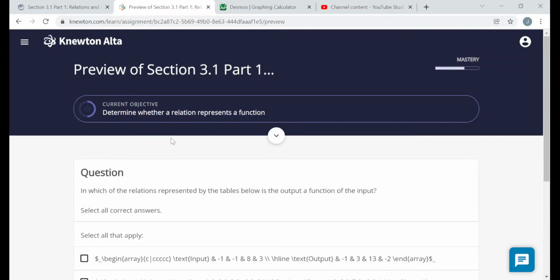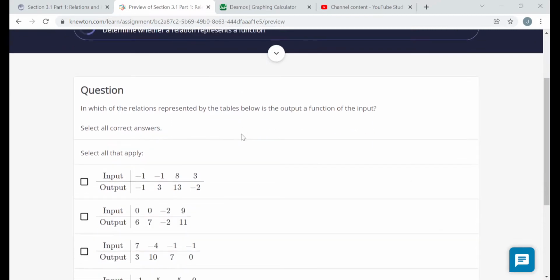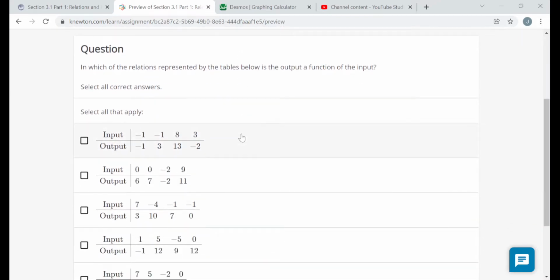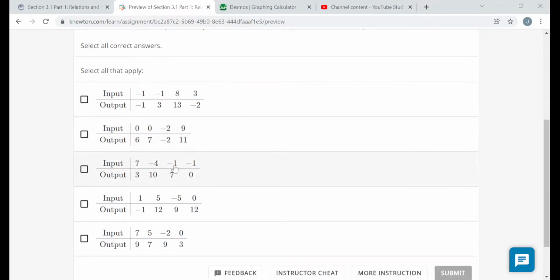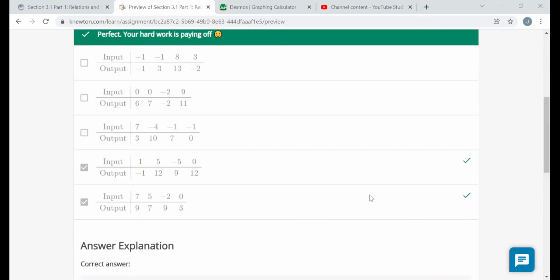So now we're back to the objective, determine whether a relation represents a function. Back to these tables, very simple I feel. Remember, in a function, every input is going to correspond to exactly one output. That is not happening here. The input of -1 goes to 2 different outputs. That's not a function. Here, the input of 0 goes to 2 different outputs. That's not a function. Here, the input of -1 goes to 2 different outputs. That's not a function. Here, each input is showing up 1 time, and so every input goes to 1 output. That is a function. Same thing for the last one. Great.